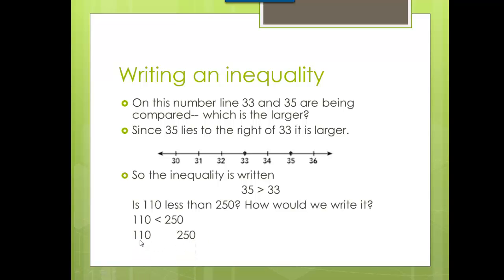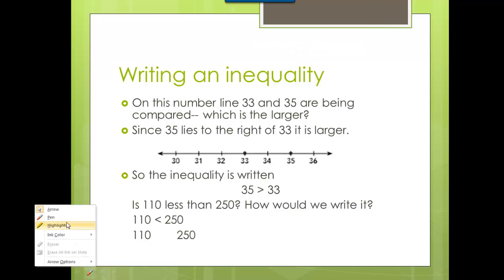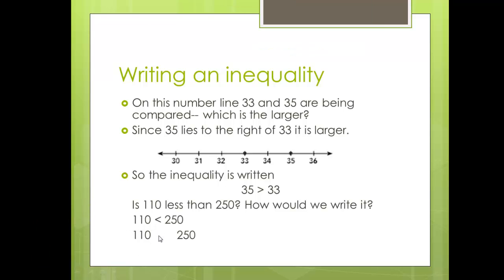Let's look again, 110 and 250. We need to fill in the symbol. So my little trick is, when I have the lesser number, I put a dot. I'll use a red one. And on the larger number, I place two dots next to it. And then I connect the dots. And that way I always know which direction I'm going.